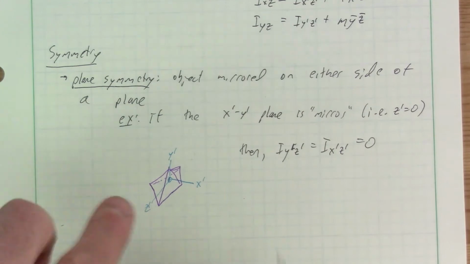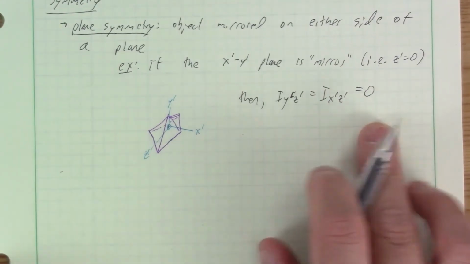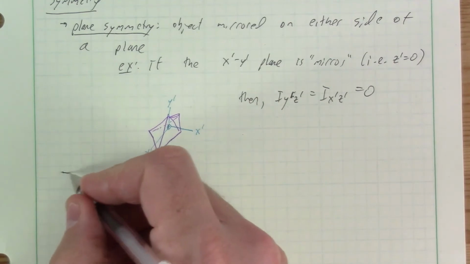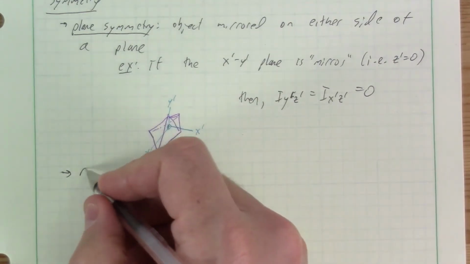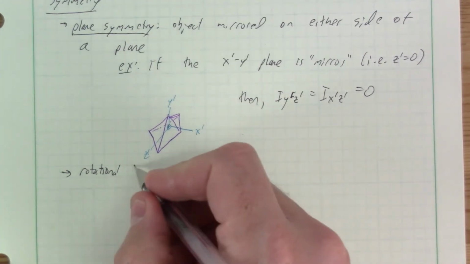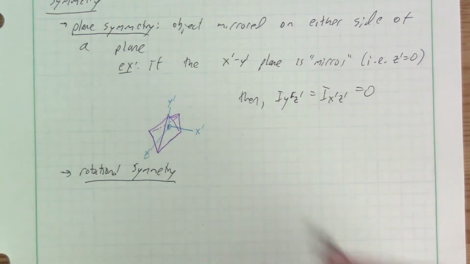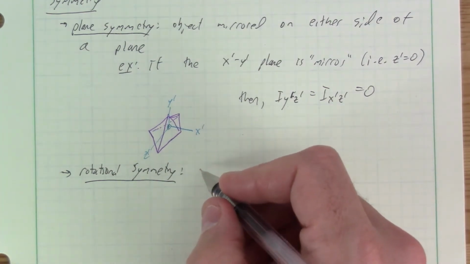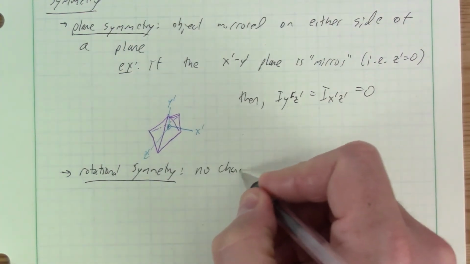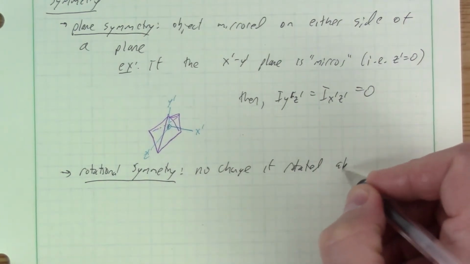If I was able to draw a shape that was only plane symmetric with one plane, then this would be true. Okay. Next kind of symmetry, and again, we're looking to make our problem simpler, where we can just use 0 and go into the problem without doing calculations for these products of inertia. So we also get it with rotational symmetry, which means there's no change in the shape if rotated about an axis.